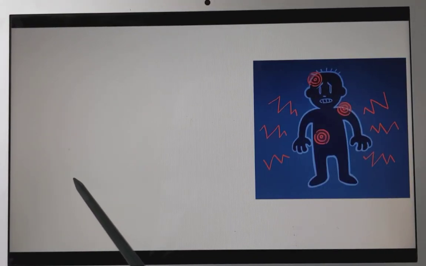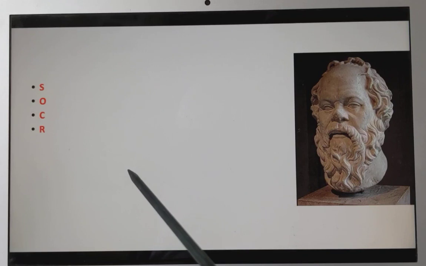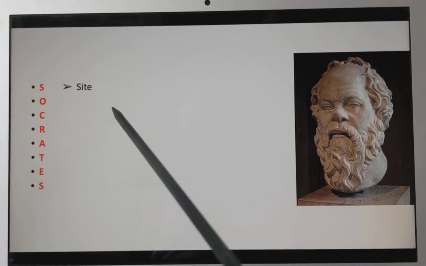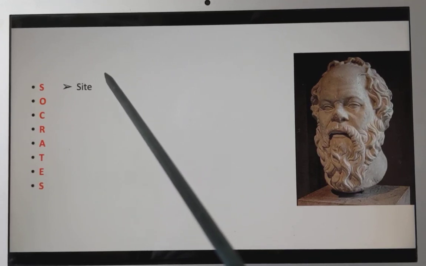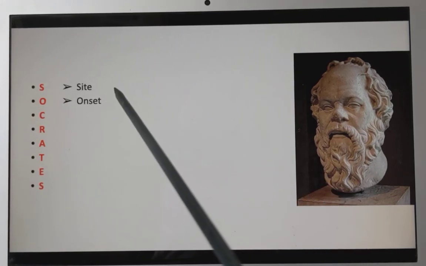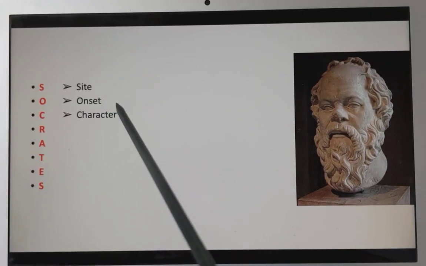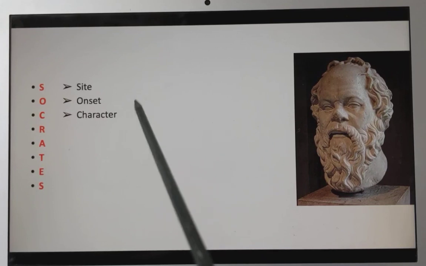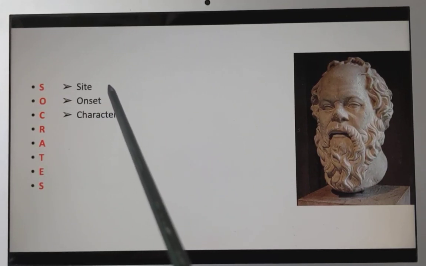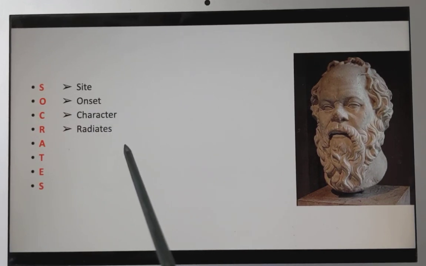When you are taking a history, suppose somebody complains of pain, you should think of SOCRATES. If you take the history this way, it would be quite helpful. So S is site, where the pain is. O, onset, whether it was sudden or it started off slowly and gradually built up. Character: I let the patient define the character of the pain, whether it is burning, sharp, dull, all these things they can define. Radiation, if the pain starts from somewhere and goes on to somewhere else.